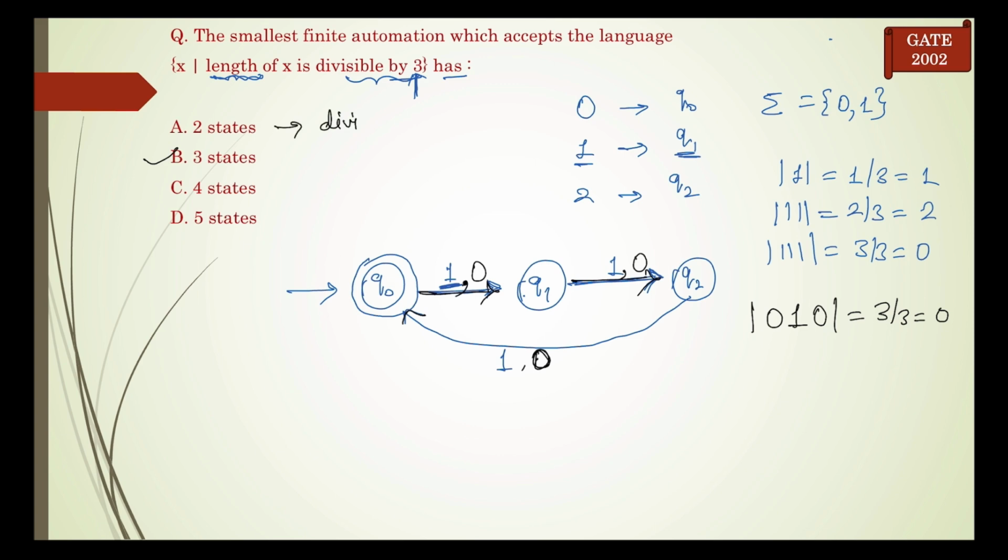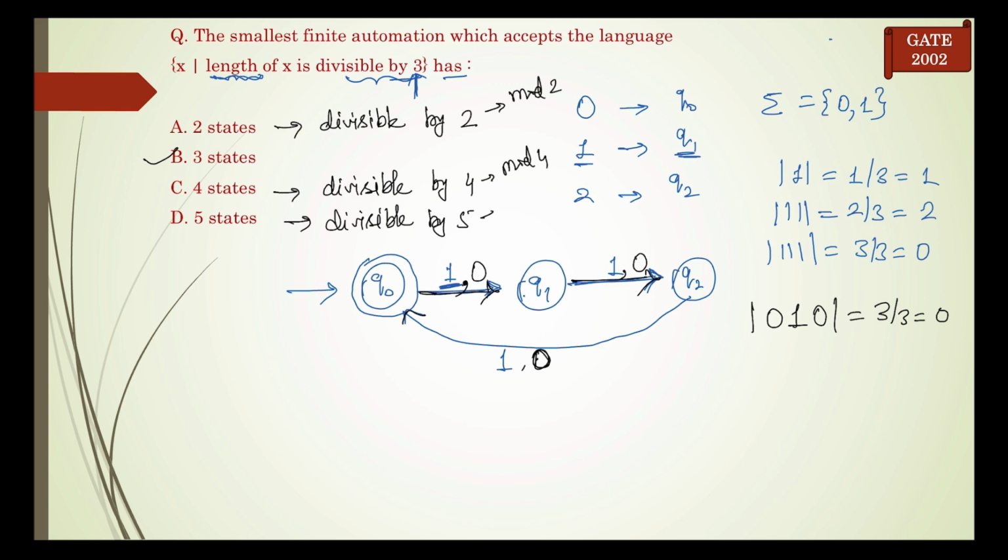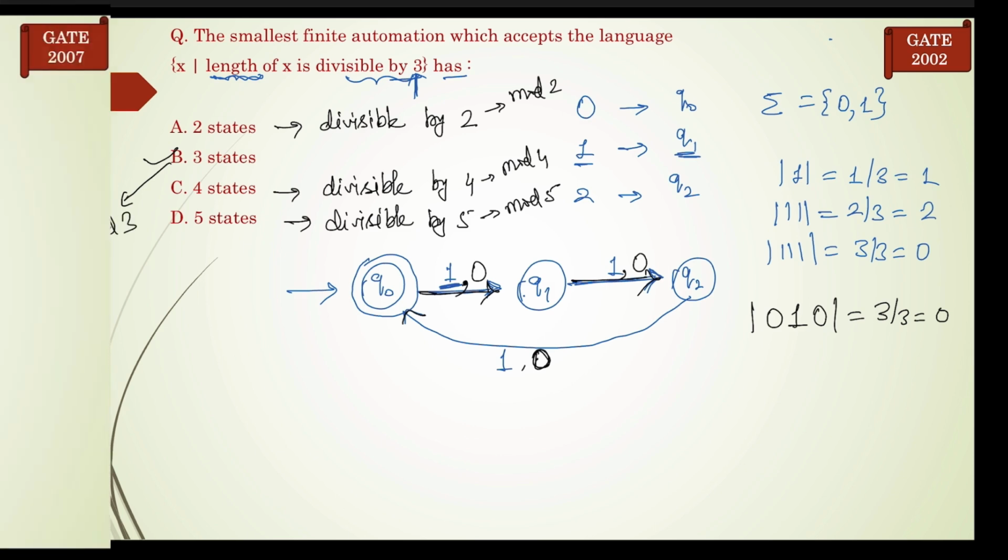When will there be 2 states? When you are talking about divisibility by 2. For divisibility by 4 you will get 4 states, and similarly for divisibility by 5. Either divisible will be written, or mod 2, or mod 4, or mod 5, and this is the same for mod 3 as well. So you will get 3 states.